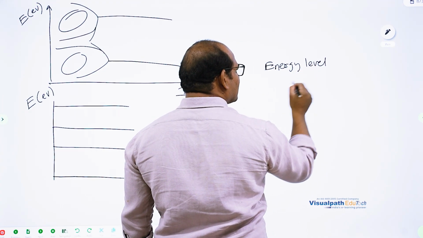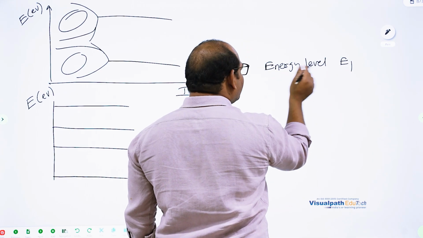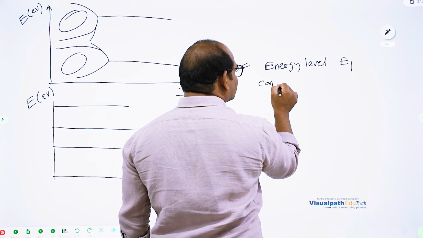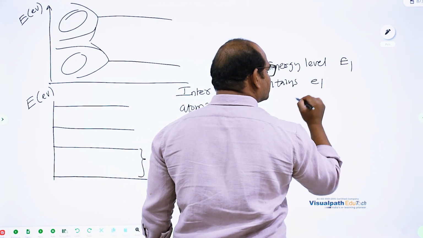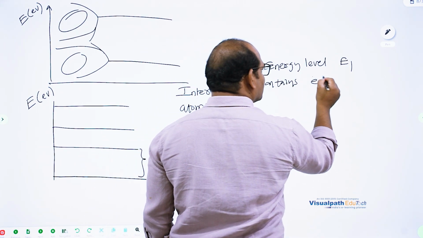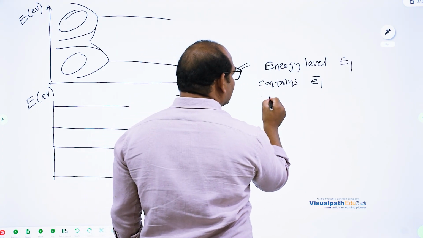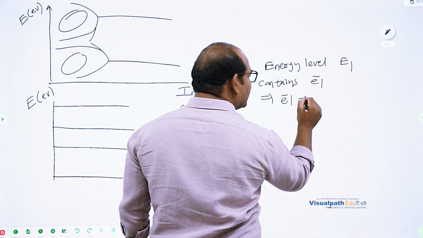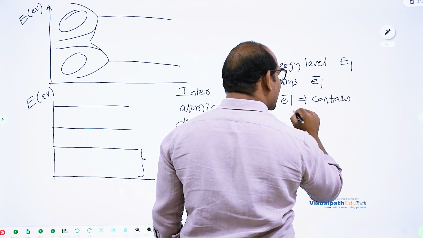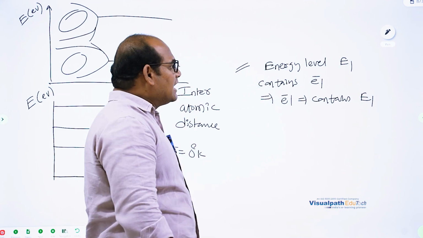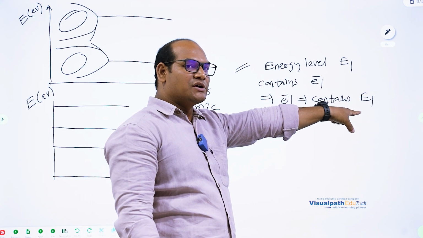So energy level, for example, E1 is the energy level. Energy level E1 contains electron E1. This is electron E1. This is energy level E1. Then we can tell electron E1 contains the energy. How much amount of energy it has means E1 energy. Energy level we are indicating with E1 and the electron is also having the energy E1.